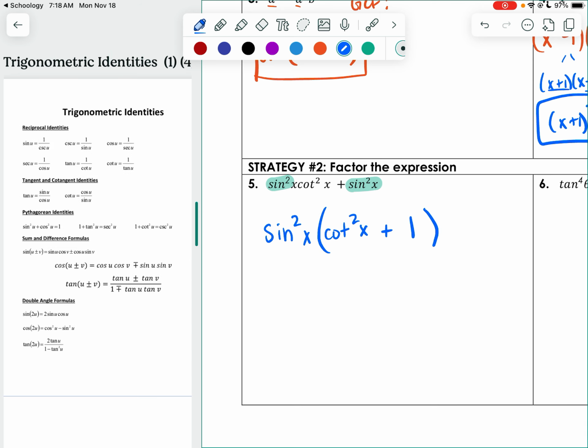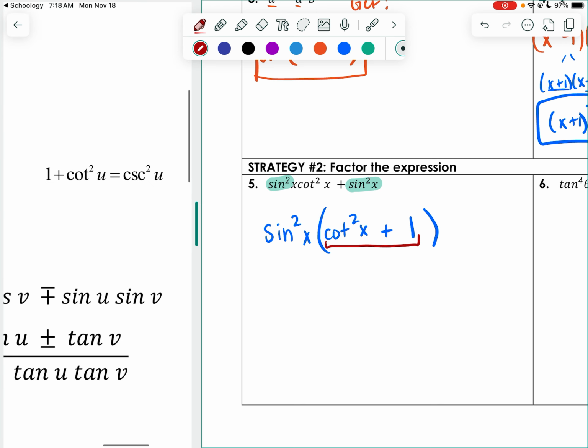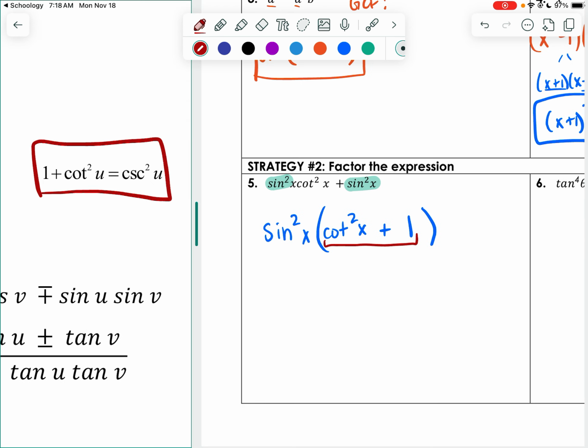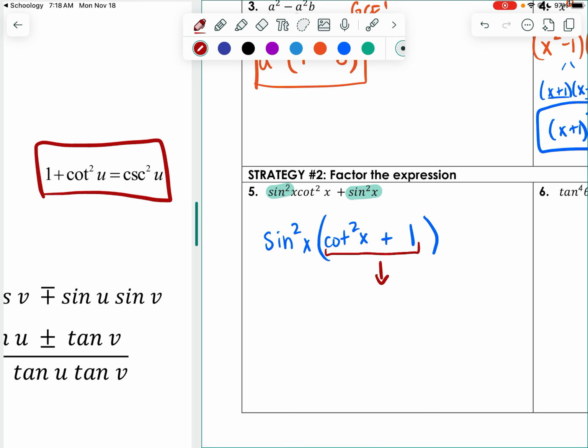There are identities with 1 plus, 1 minus, right? So cotangent squared plus 1 sounds familiar. Look at this one right here. Yes, it's not in the same order, but it's the same thing. 1 plus cotangent squared is the same as cotangent squared plus 1. So this right here actually just becomes cosecant squared. And then this is still sine squared.